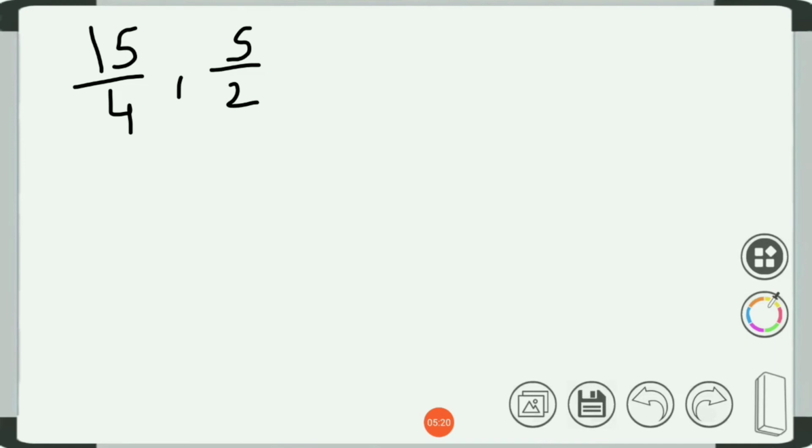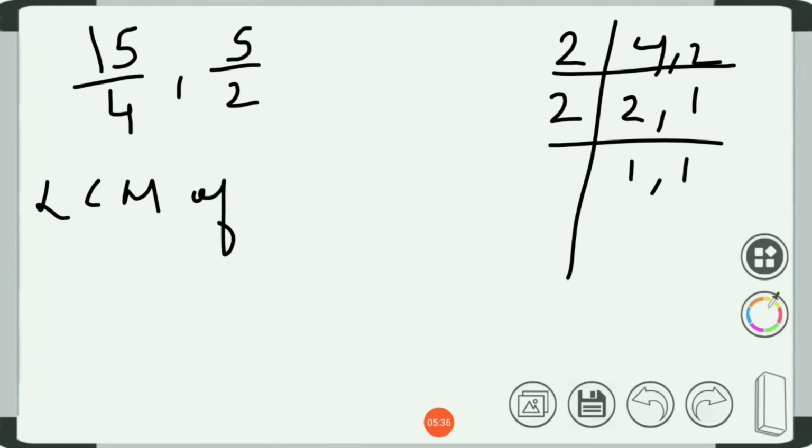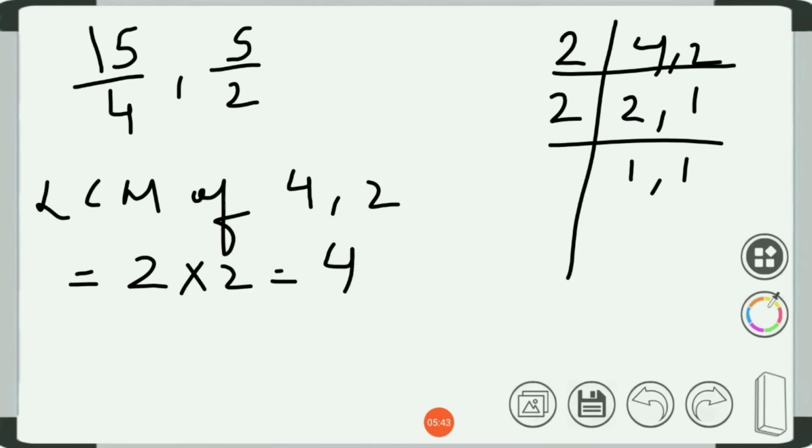You have to take the LCM, because this is an unlike fraction, and in unlike fractions we take the LCM. 4 and 2. Let's start with the 2. 2 2s are 4. 2 1s are 2. Again 2. Now the LCM of 4 and 2 is 2 into 2, which is equal to 4. So we have our first fraction 15 upon 4 minus 5 upon 2.